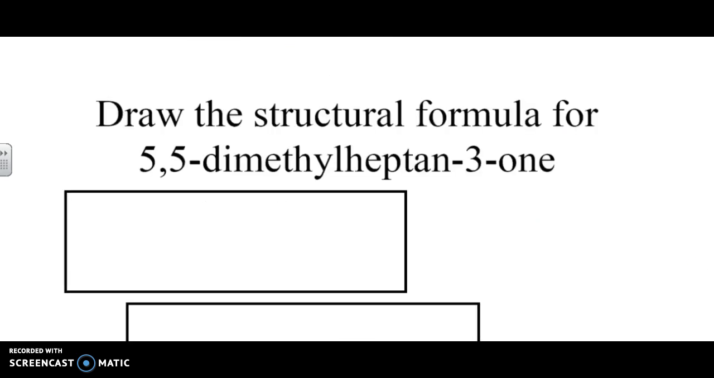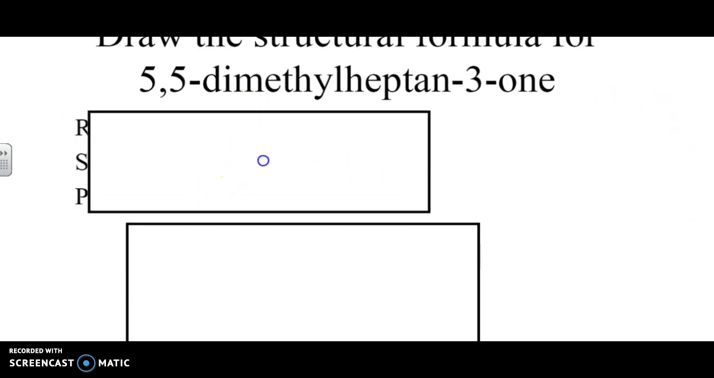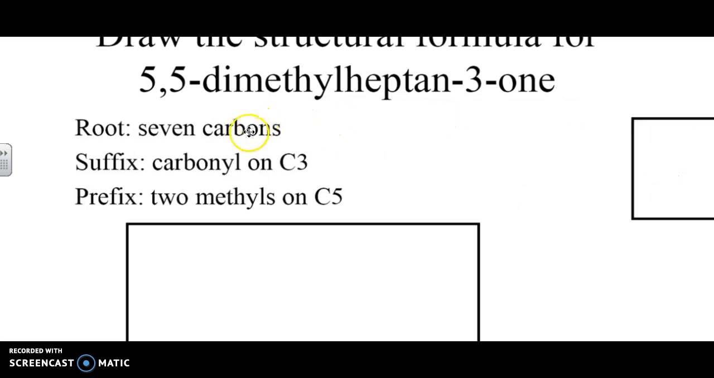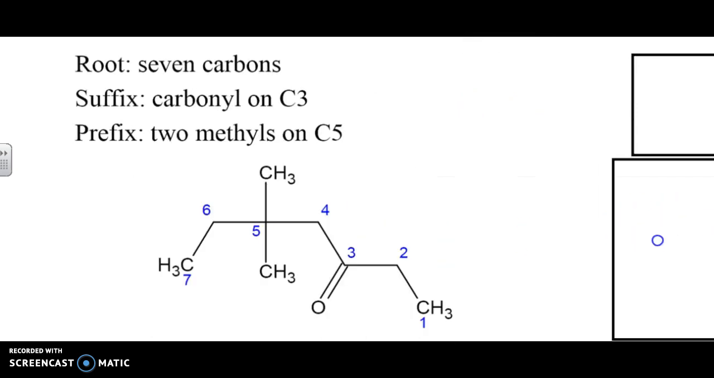So if we want to draw the structure for 5,5-dimethylheptan-3-one, what do we need to know? Because it's a heptane, we know there's going to be 7 carbons. We know the carbonyl group is on spot 3, so it's going to be a ketone. And we need to have 2 methyls on C5. So when we put all those things together, we're going to end up with a structure like this. Yet again, the carbonyl group is on spot 3, the methyl groups are on spot 5.